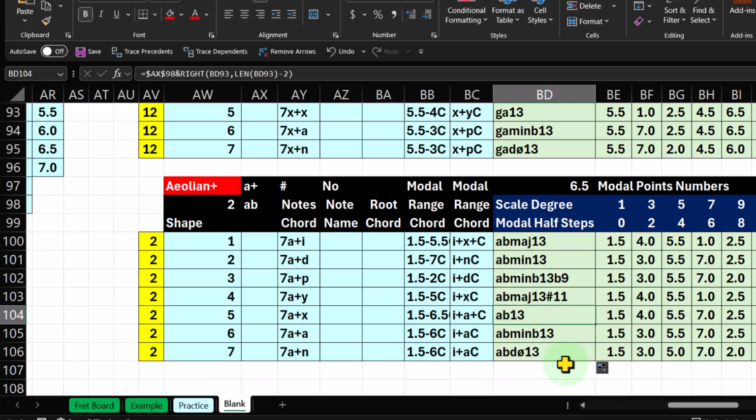And then this would be an A sharp or B flat 13, if it was off the Mixolydian. A sharp or B flat minor flat 13, if you're building a seven-note Aeolian chord off of the Aeolian Ocean note. Not the Aeolian, but the Aeolian Ocean.